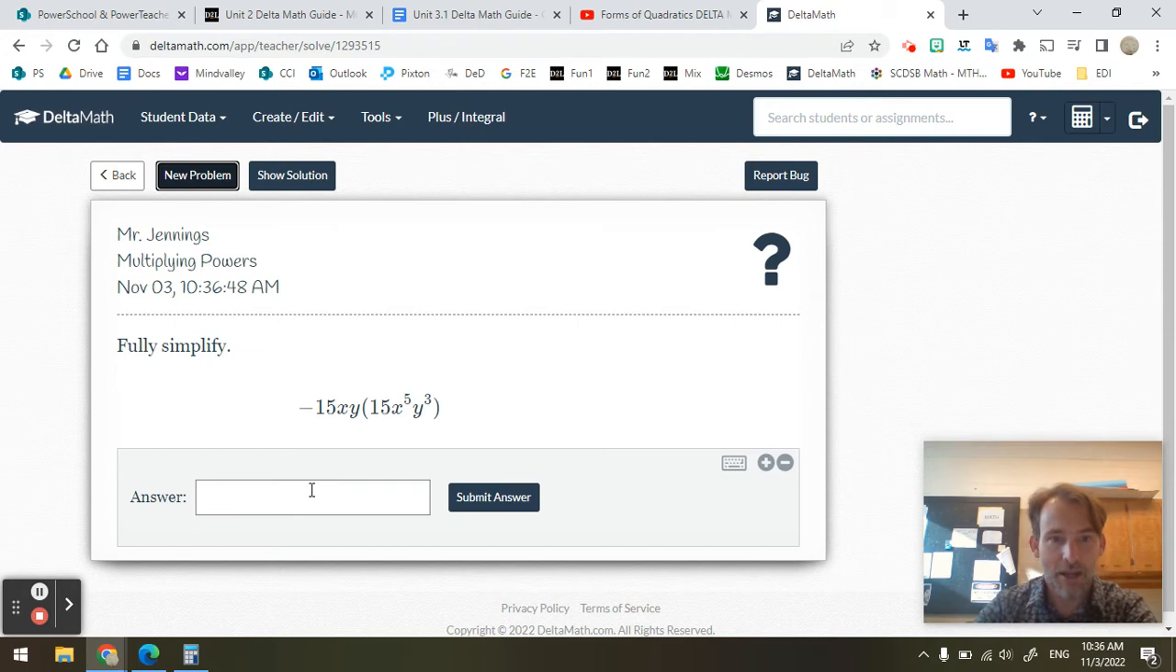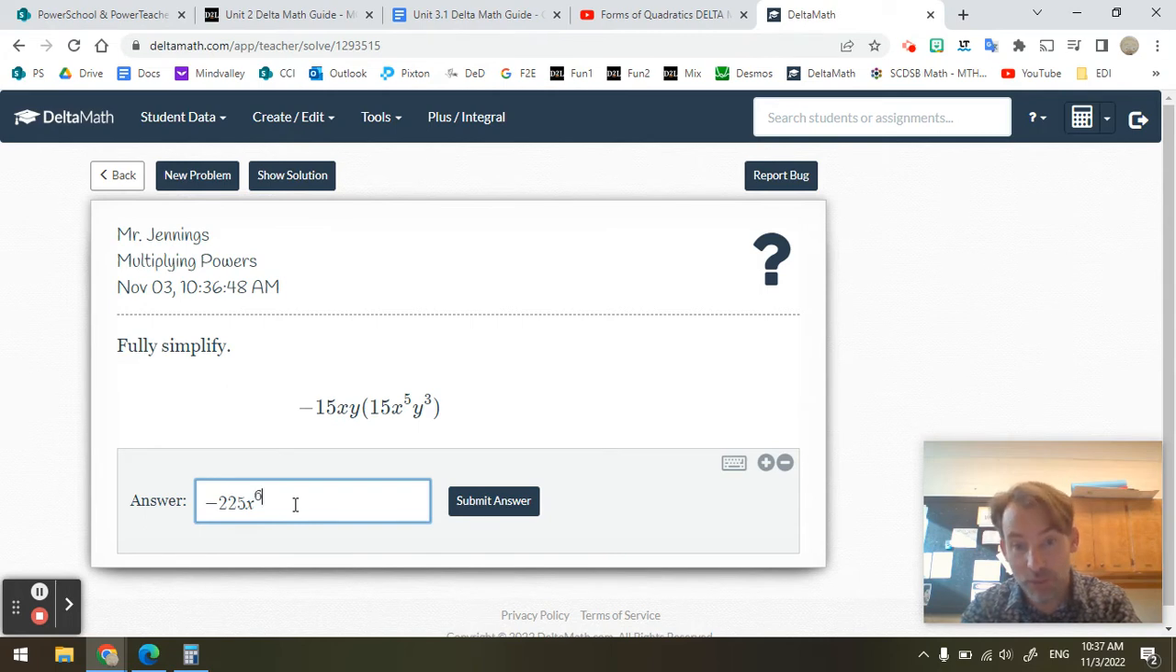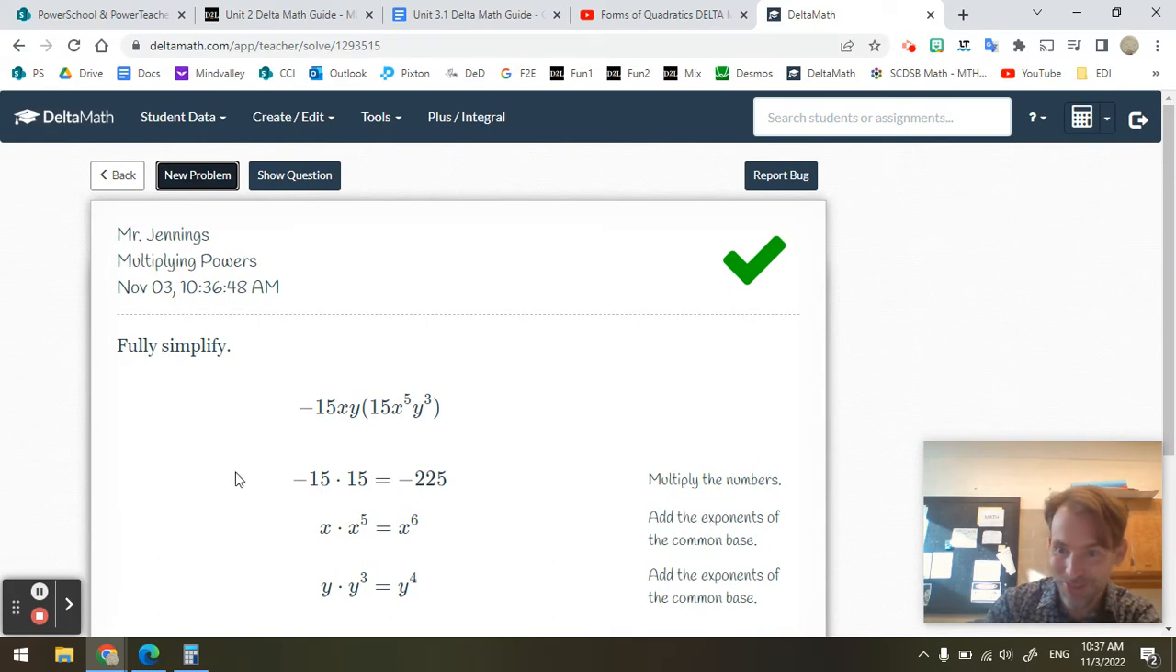Here, I first count up my numbers. So negative 15 times 15, as you all know, is negative 225. I'll put the cursor in, negative 225. And then my x's, I have x multiplied by x to the 5. So that's x to the 6. X to the 5 plus 1 is x to the 6. And then y to the 1 times y to the 3 is y to the 3 plus 1, y to the 4. So this is how you answer these very quickly.